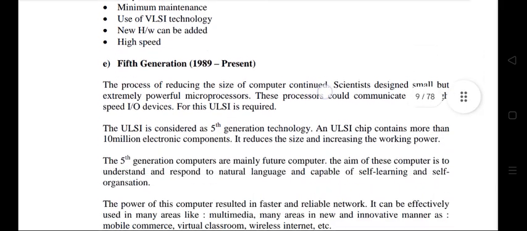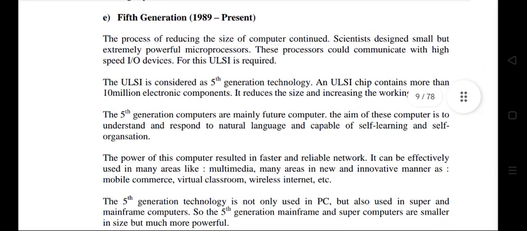Fifth generation. The process of reducing the size of computer continued. Scientists designed small but extremely powerful microprocessor. This processor could communicate with high-speed input-output devices. For this, ULSI is required. The ULSI is considered a fifth generation technology, and ULSI chip contains more than 10 million electronic components. It reduces the size and increases the working power.